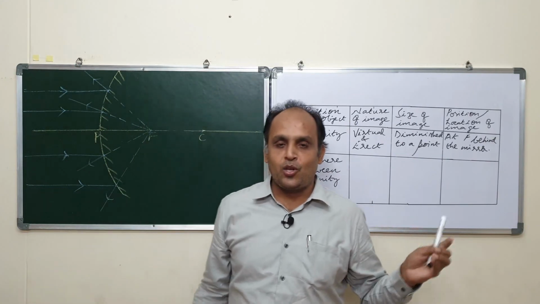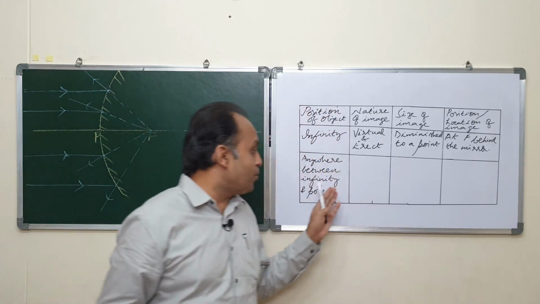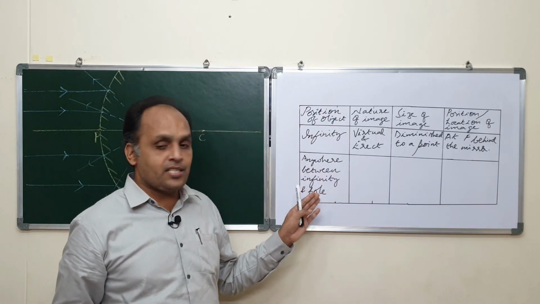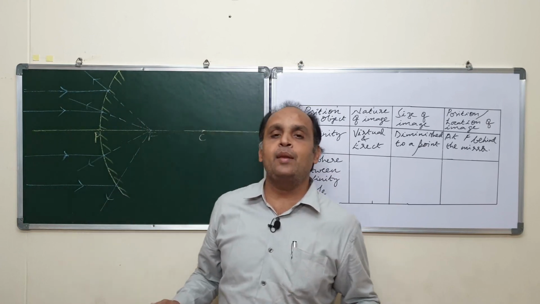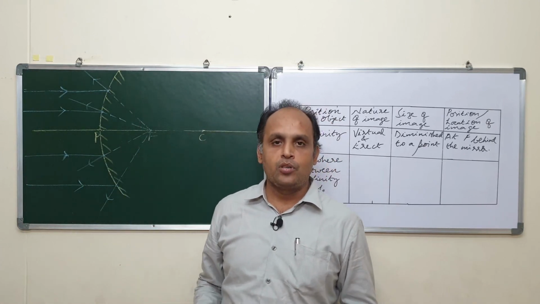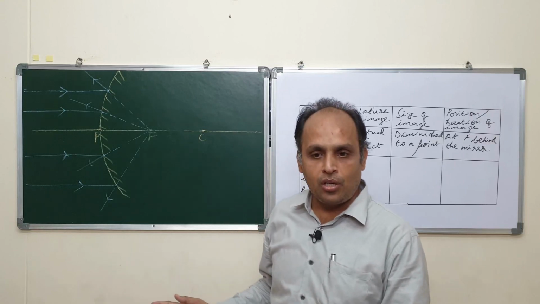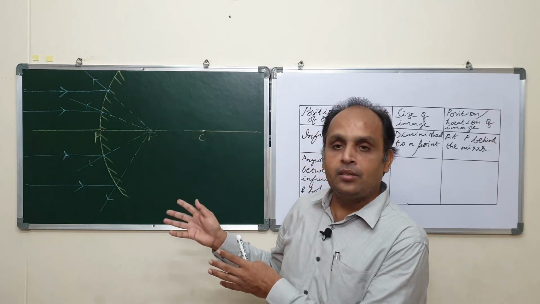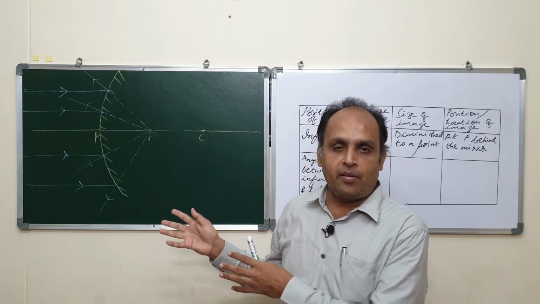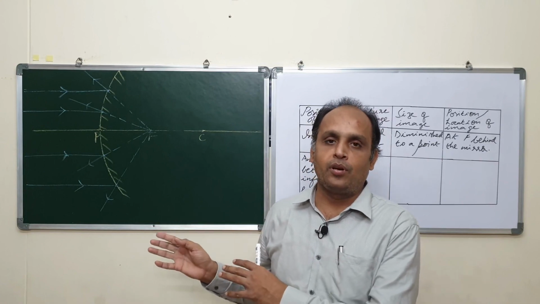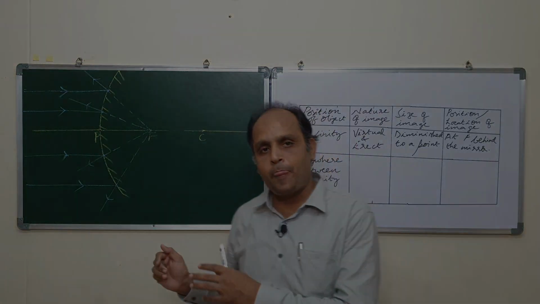So these are the characteristics of the image formed when the object is at infinity in front of a convex mirror. Now we will be moving on to the second position of the object, that is when the object is anywhere between infinity and pole. So let us see how to draw the image formation in case of convex mirror when the object is placed anywhere between infinity and pole.